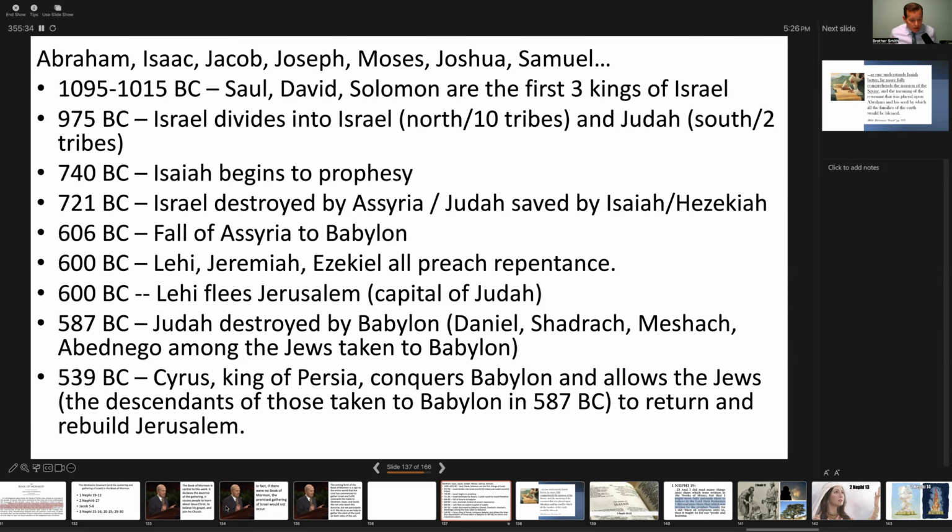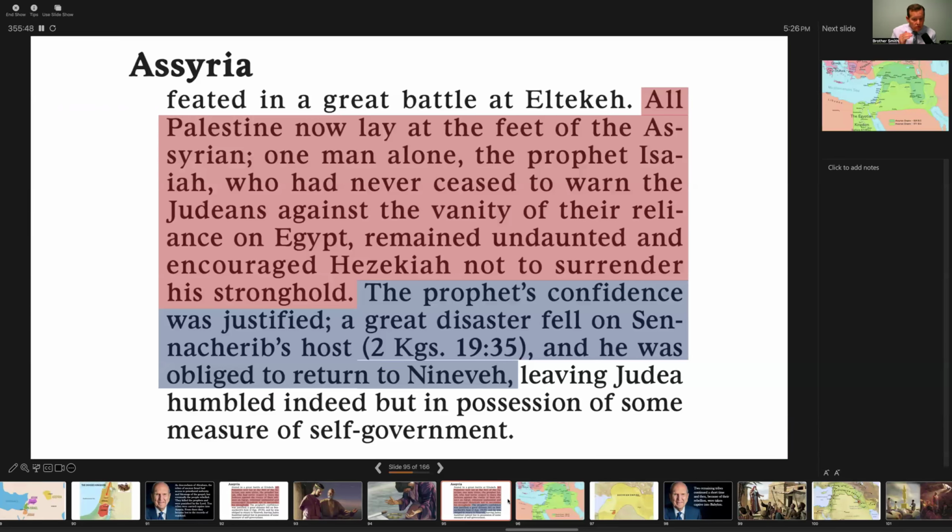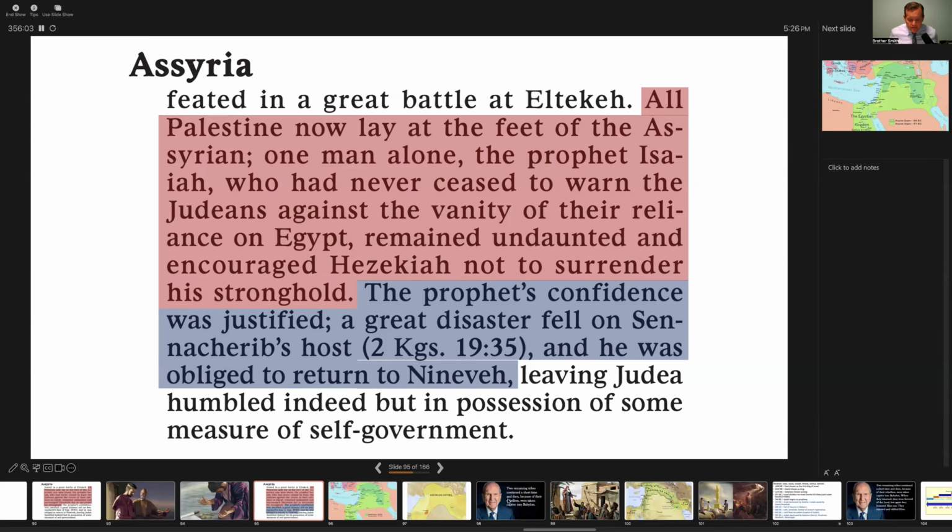And then it says that Isaiah, who had always warned the Judeans against their vanity, tells Hezekiah not to surrender. The prophet's confidence was justified. See that in the blue there. A great disaster fell on Sennacherib's hosts. That's 2 Kings 19. All right.